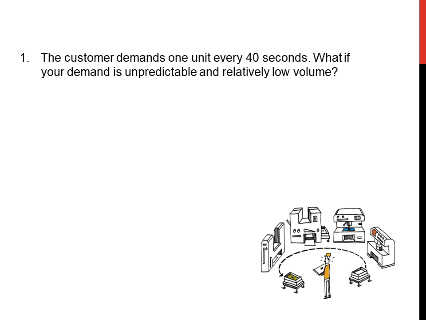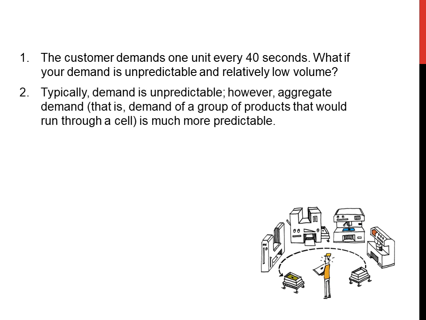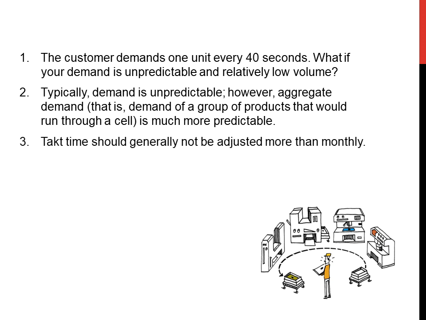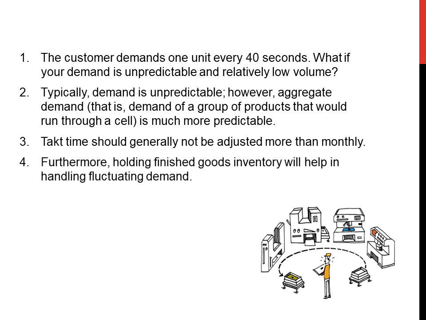What if your demand is unpredictable and relatively low volume? Typically, demand is unpredictable. However, aggregate demand, that is, demand of a group of products that would run through a cell, is much more predictable. Takt time should generally not be adjusted more than monthly. Furthermore, holding finished goods inventory will help in handling fluctuating demand.